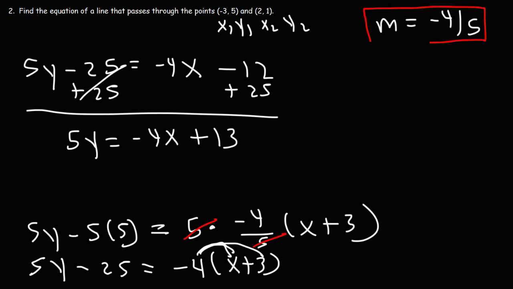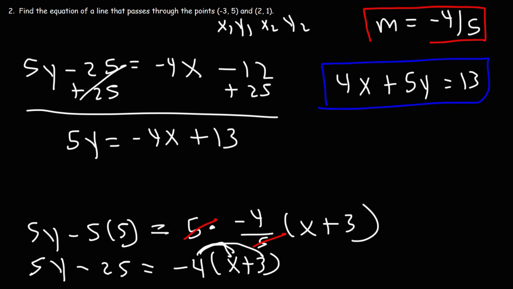Now, if you want to put this in standard form, you could move the negative 4x from the right side to the left side. It's negative on the right side, but it's going to change sign. It's going to be positive on the left side. So you could write your answer like this: 4x plus 5y is equal to 13. So that's in standard form. That is ax plus by equals c format.